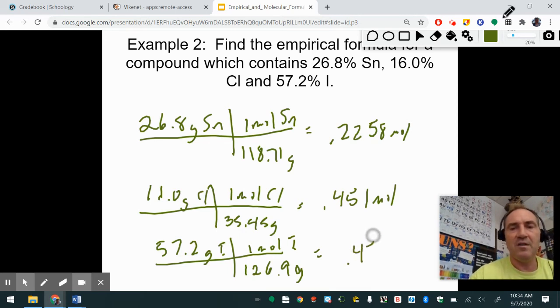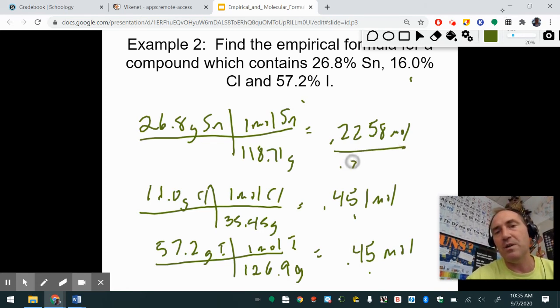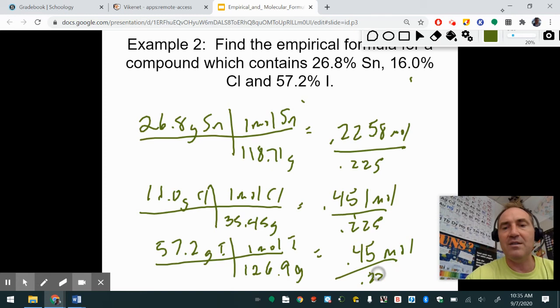Look at this. This is great. See how these are basically the same ratio? That means you have the same number of moles of Cl as I. And the reason they have different percents is their molar masses, their atomic masses, are different. So you can almost just do this one by looking at it. Do you see how this is the smallest? So the first one, we're going to divide everything by that. And this one's going to work out perfect. I love it when it's like this. This is going to be 1, and this is going to be 2, and this is going to be 2, right?